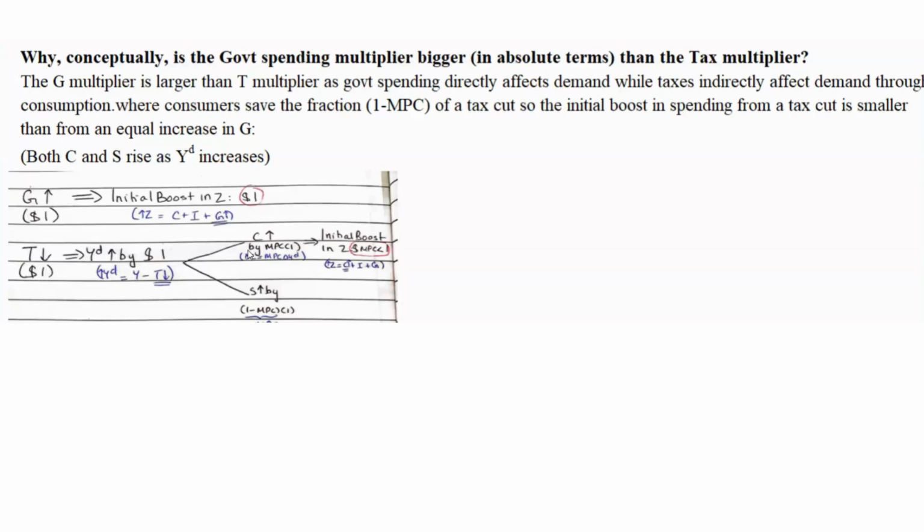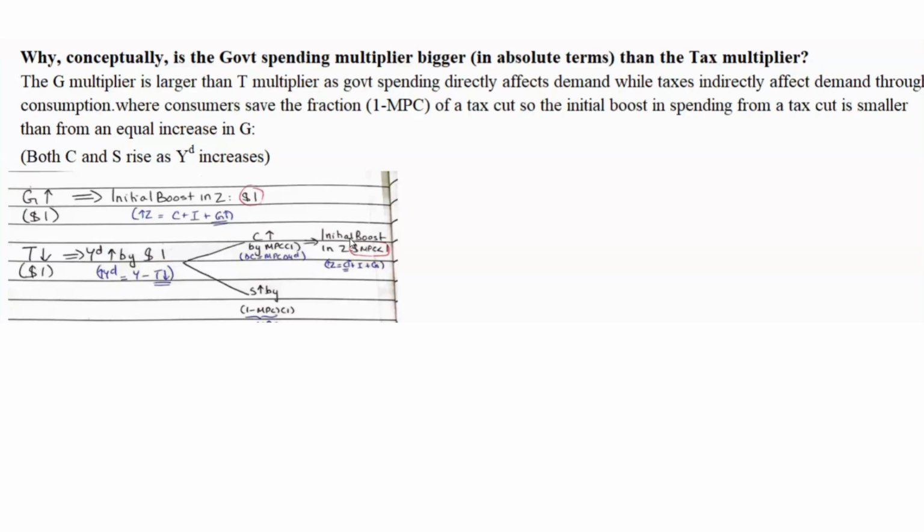So when you have a tax cut, the initial boost in spending is going to be smaller than from an equal increase in G. Because when you increase G by $1, Z directly increases by $1. But when you decrease T by $1, demand only increases by MPC dollars because the effect had to channel through consumption. The tax cut increased disposable income, but some part of that disposable income was saved, and only a certain part of it was consumed, which then went on to boost C.